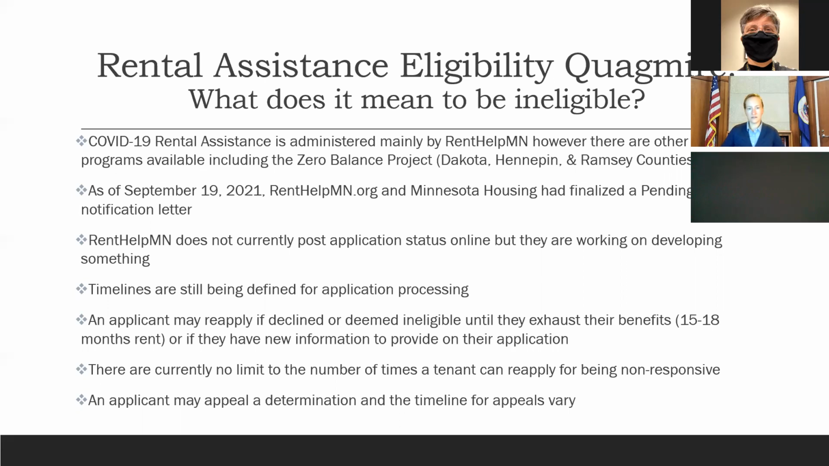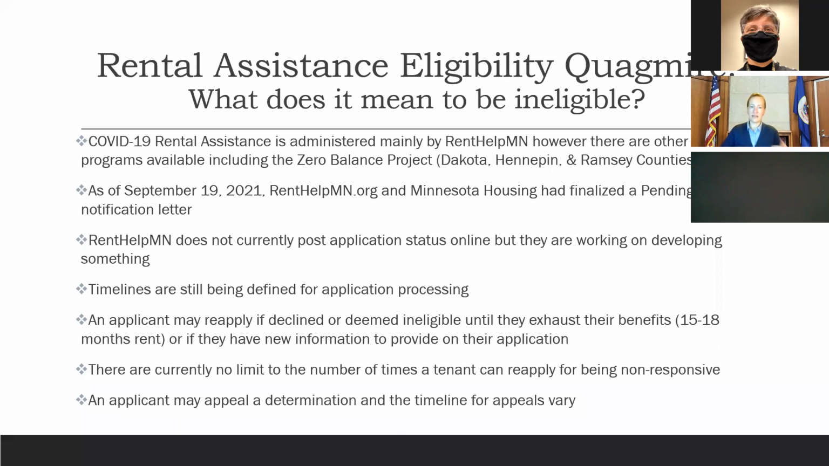As of September 19th, Rent Help MN and Minnesota Housing had finalized a pending application notification letter. Prior to September 19th, there was a lot of question as to how do landlords know that their tenants have a pending application? How do tenants provide proof to the landlord that they've applied? Some applications are by paper, and there's nothing that the tenant gets back necessarily once they send that paperwork in. I think if someone applies online, they maybe get an email back indicating that they've applied. But there was really this question mark of how do we know if a person has applied, whether they're eligible, whether they're ineligible. There are still timelines that are being defined in terms of how application timing is being processed and when people are getting their notifications as to whether they're eligible or ineligible.